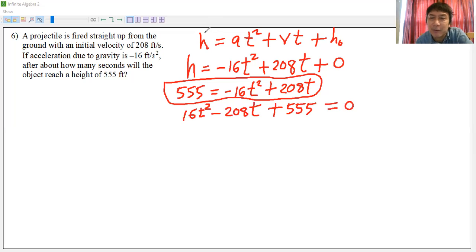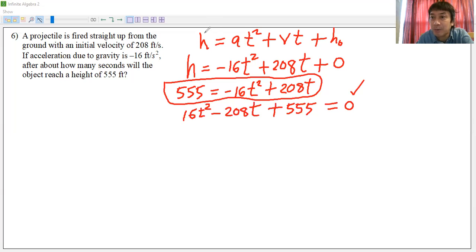Okay, all right, so this happens when you move the negative 16t squared to the left. Okay, it becomes positive, and moving the 208t to the left, that will make it negative. Now the 555 will still remain positive because it did not move. Okay, it's still there on the left. So when you move the negative 16 t squared and 208t to the left side, the right side will become empty, and that's why it's 0 there. So here's our equation.